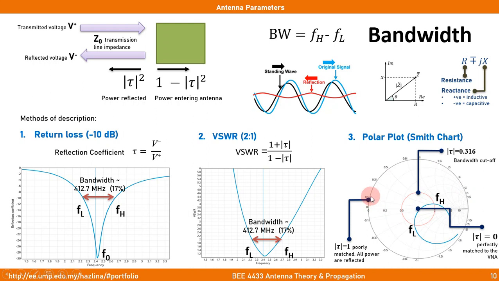The reference bandwidth cutoff value in this Smith chart is 0.316. The value carries the information of resistance and reactance of an antenna. Positive reactance indicates an inductive circuit, while negative reactance indicates a capacitive circuit.